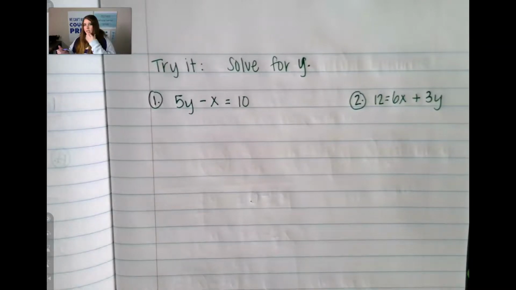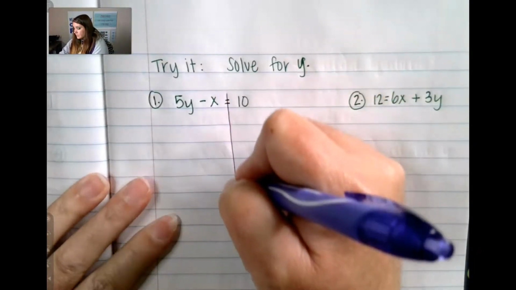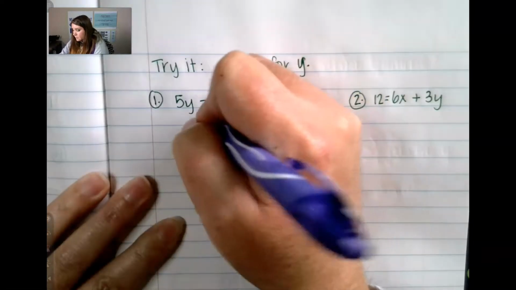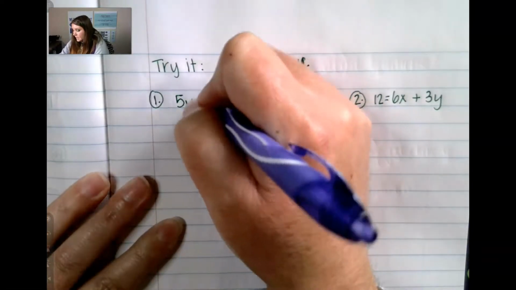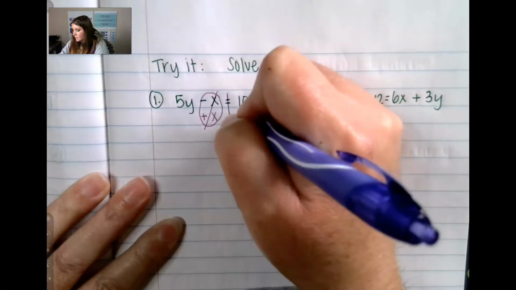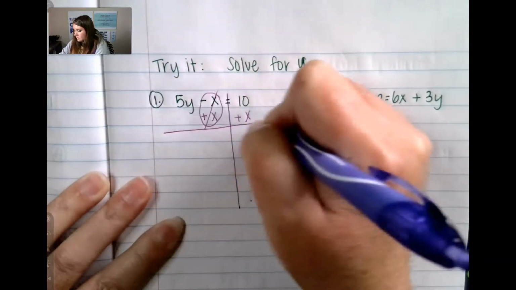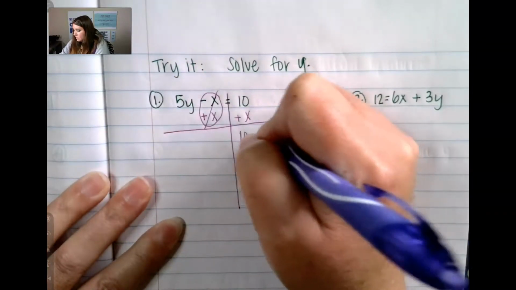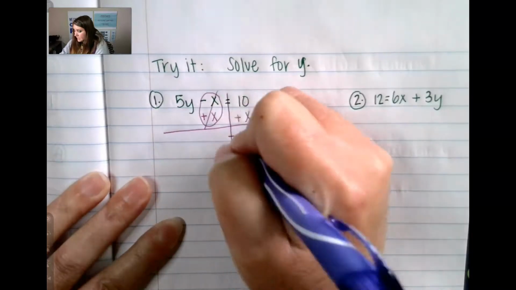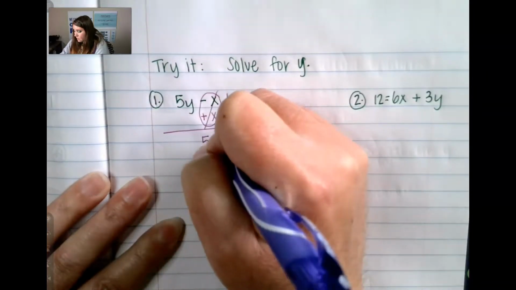All right. So again, we want to solve for y. So I need to remove everything that's not a y. My first step is going to be to add x, so that cancels that. I'm going to add x. So now I have 10 plus x is equal to 5y.